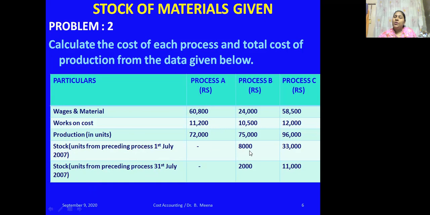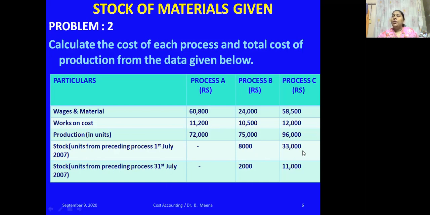So since only the units are given, how can I value these units? The 8,000 units which is given in process B is from the previous process, I mean process A. From process A only this opening stock is coming, so whatever rate I calculate for process A output, that rate only is applicable for the opening stock of 8,000 units, which is going to be debited in process B, right? Can you able to understand?